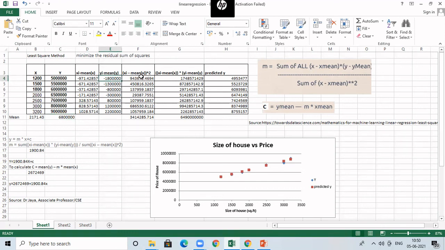Once you do that, calculate Xi minus X mean the whole square by simply multiplying this column by itself. And then Xi minus X mean multiplied by Yi minus Y mean, because I want all these things for this particular formula. So now I have calculated all the values I want for the formula. Now what I need in the numerator is the sum of all Xi minus X mean into Yi minus Y mean. So you would see this column. This column contains Xi minus X mean multiplied by Yi minus Y mean.